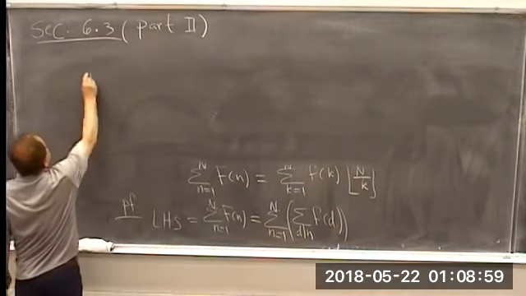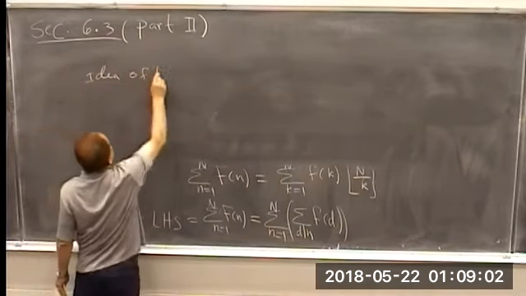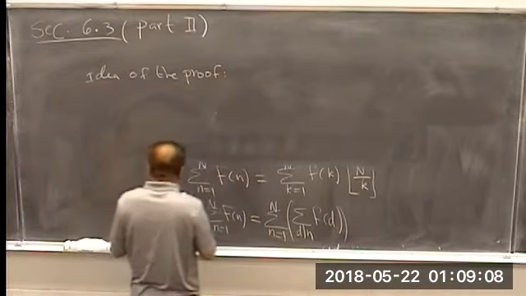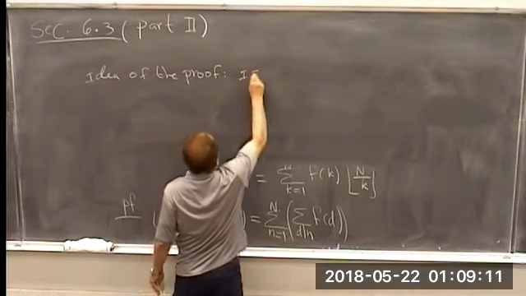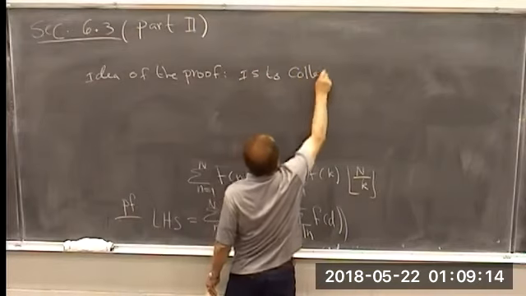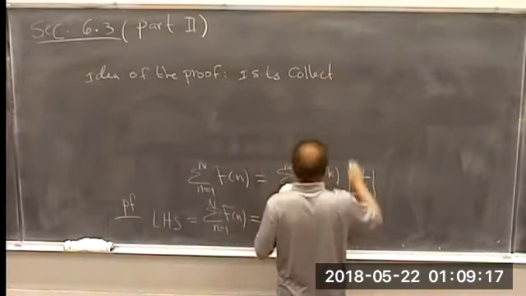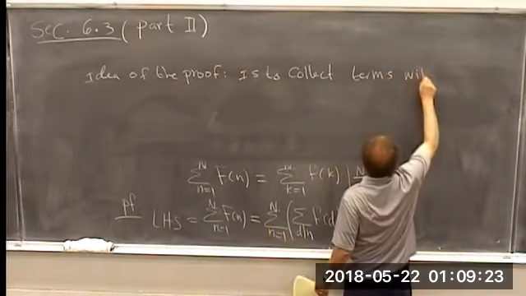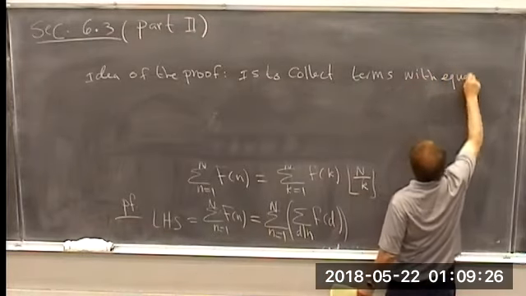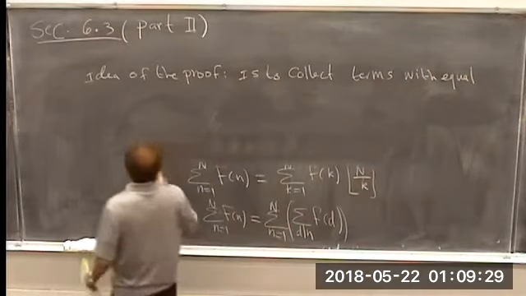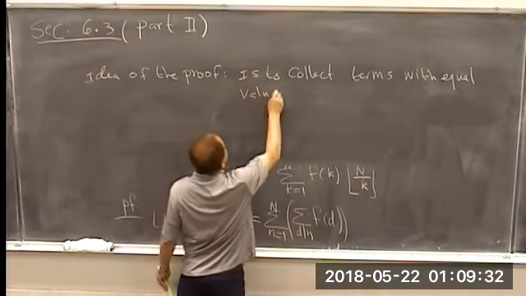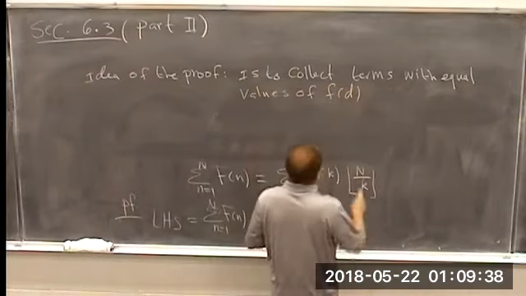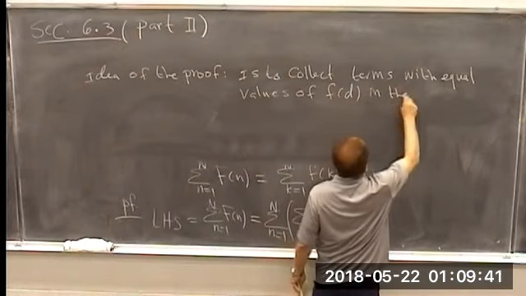Here's the idea. The idea of the proof is to collect terms with equal values of f of d in the double sum.